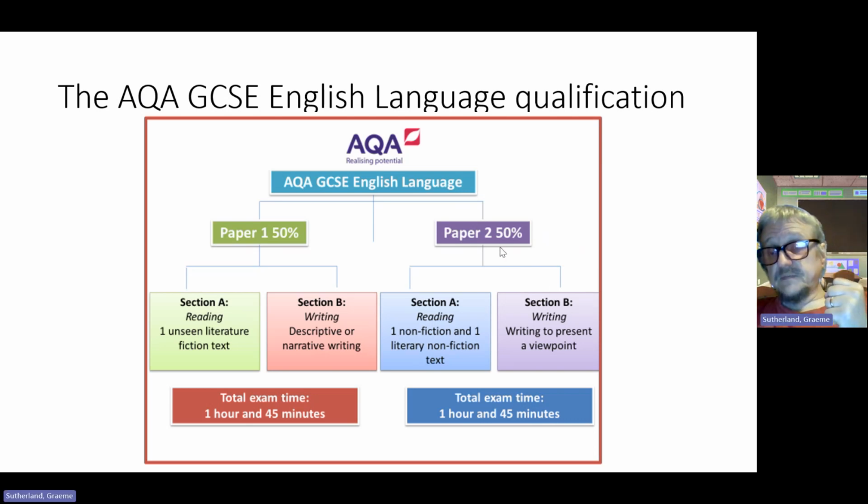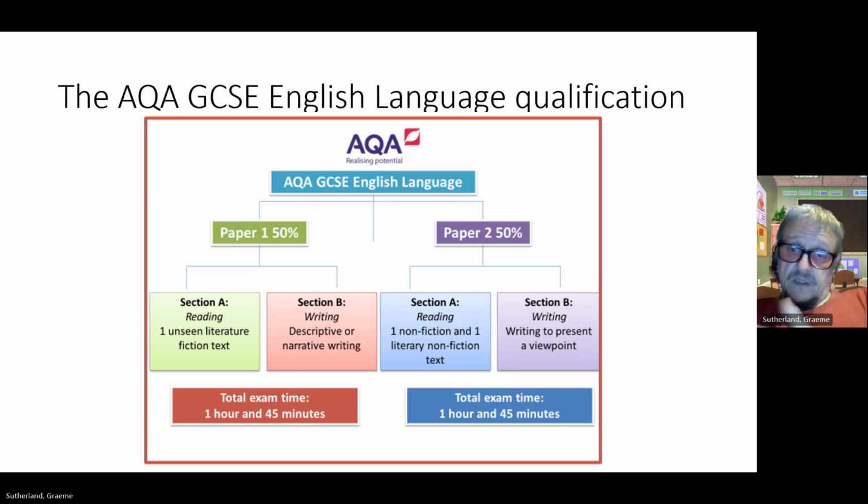Paper 2 is different because it's about non-fiction. That is, it's not about stories, it's about true life pieces of writing of various kinds. Lots of different types of writing here: letters, articles, blogs, speeches. So you get 2 pieces of non-fiction to read on your reading part of your question paper. And then when you're writing, you will be writing to put across a point of view, your point of view on the particular subject that's given to you.